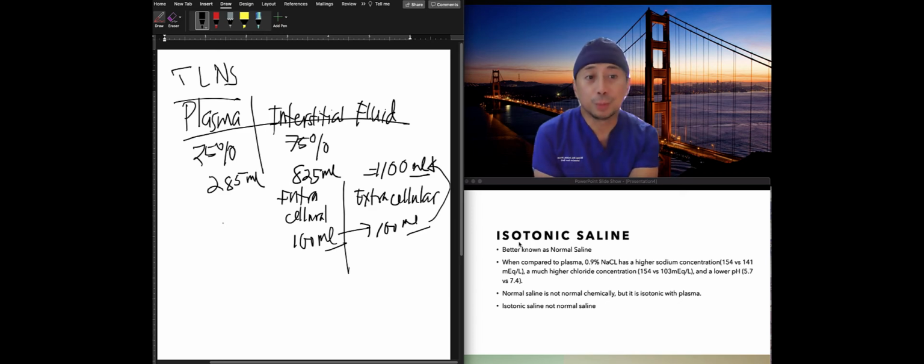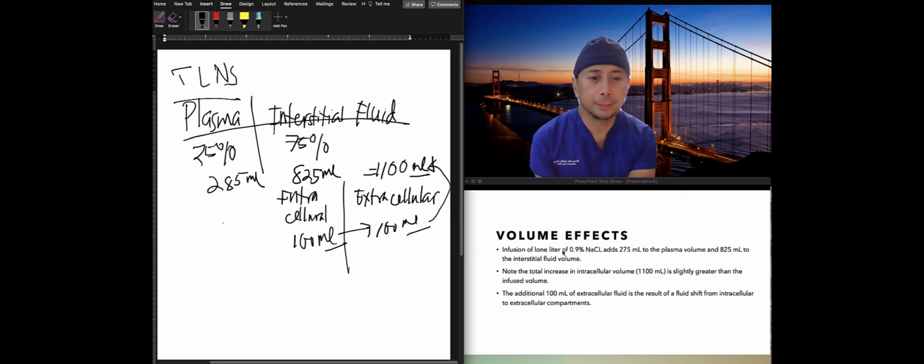Okay, so we're giving it because it's close to the pH balance of your body, your blood. And it actually makes more sense sometimes, but however, if you're giving it too much, watch out for hyperchloremic metabolic acidosis. So I think that's going to be on our next slide.